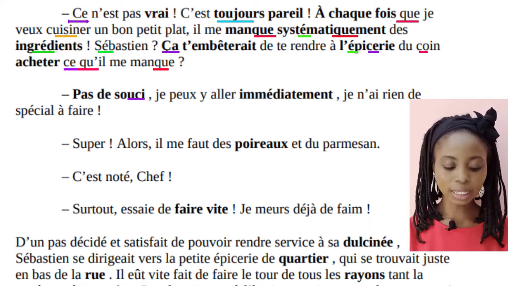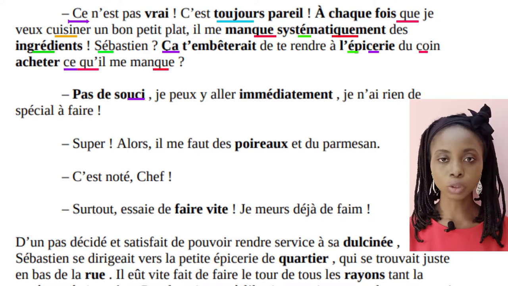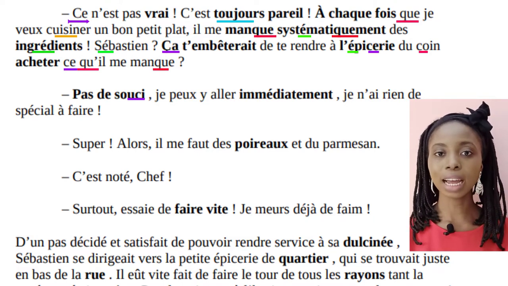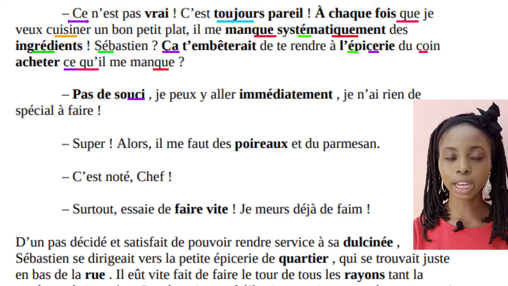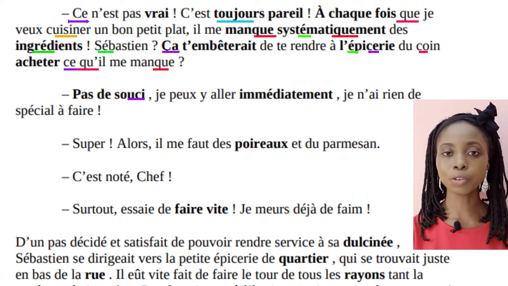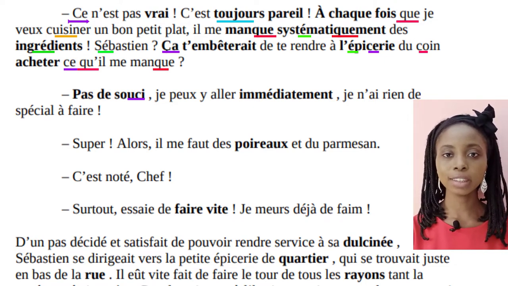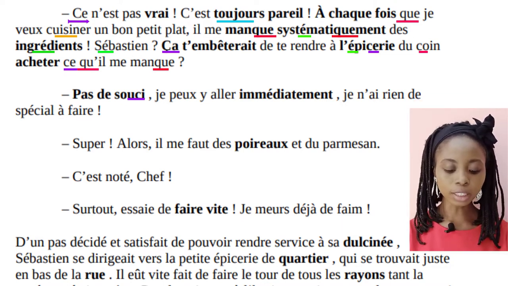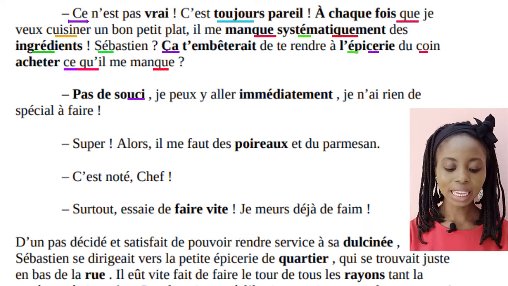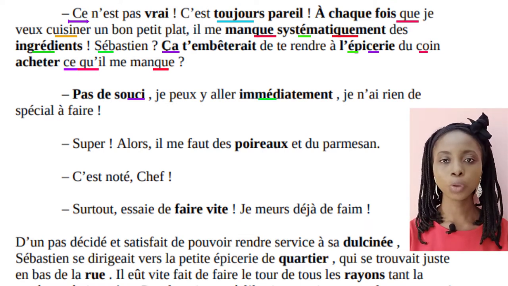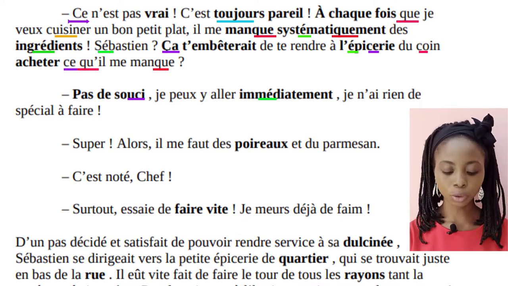Pas de souci. So we could see our souci as well is having an E in front of it. So don't forget, whenever we are having our C in front of E, I and Y, it gives the sound S. So that's why we have souci. Pas de souci. Je peux y aller immédiatement. Immédiatement. So we have our E accent aigu, don't forget.